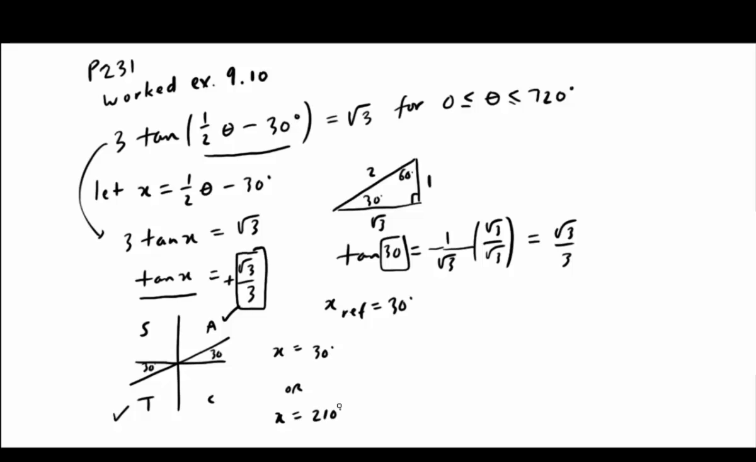But we're not done yet. We remember that we defined x here as this expression here. So x, which is 1/2 theta minus 30 degrees, equals 30. So we continue here. 1/2 theta equals 30 plus 30, which is 60 degrees. Multiply both sides by 2. And what we have is theta equals 120 degrees.